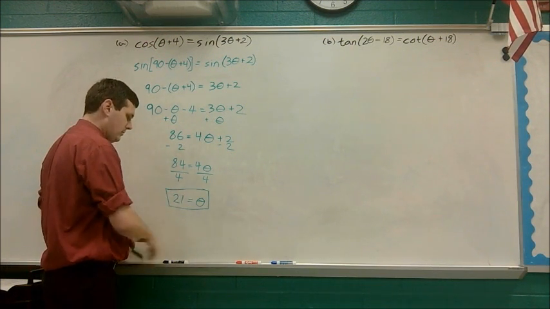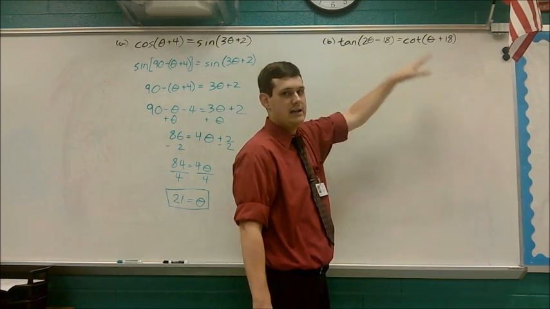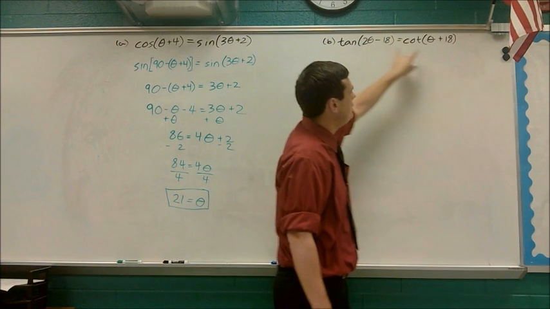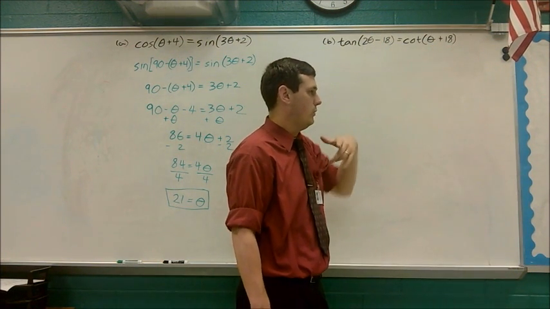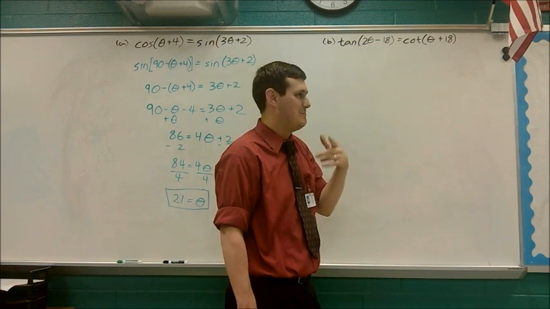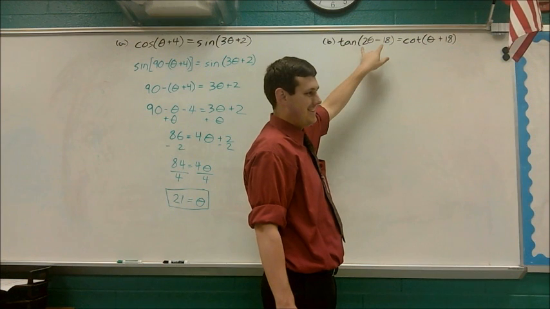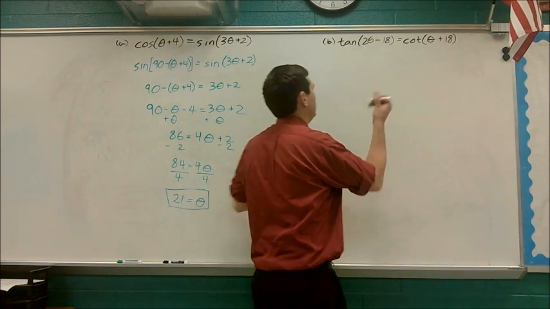Now, to the other problem. Again, I have tangent and cotangent, so I can do the 90 minus thing. Only, am I going to do 90 minus (2 theta minus 18) or 90 minus (theta plus 18)? Either one will work, but people are making fun of me. You have to do the one that's going to be easier, which is probably going to be this one.